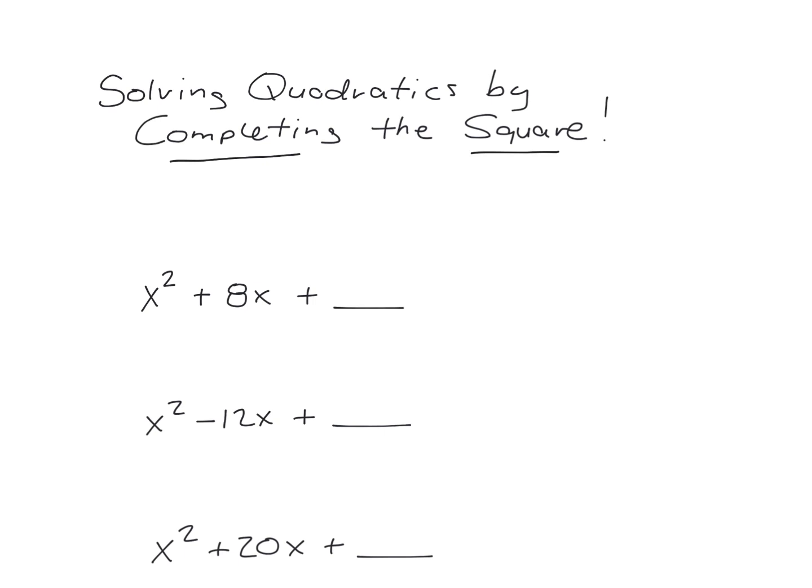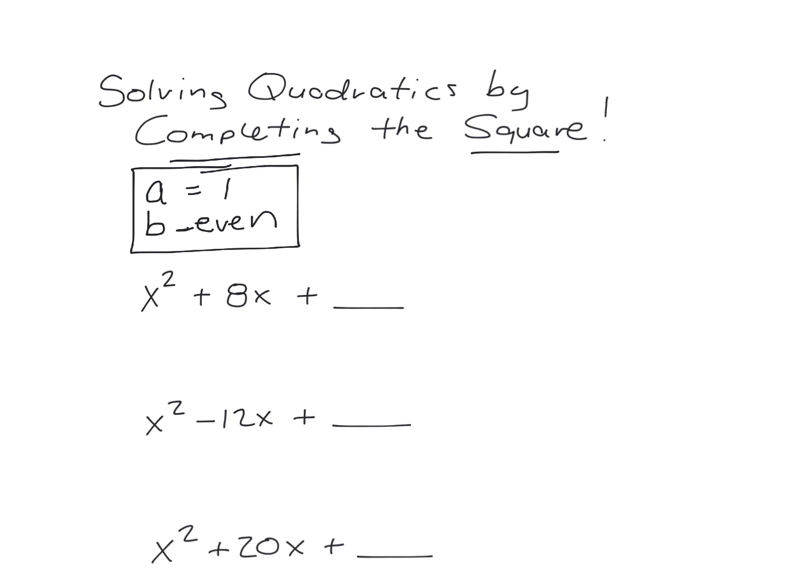Now, you can always use this method, but we are only going to use this method when a equals 1 and when b is even. Why? Because it's much easier when that's the case. And this is a method you're not going to use a lot, but it is pretty easy when a is 1 and b is even.